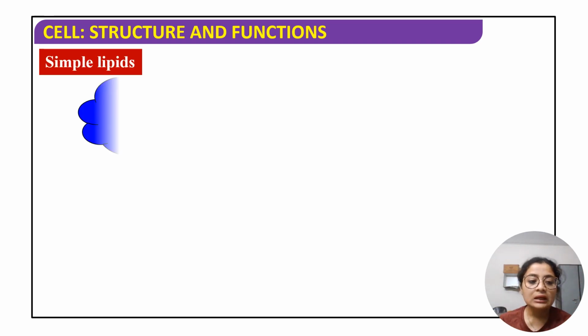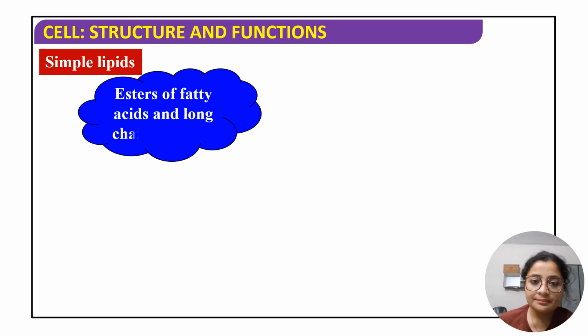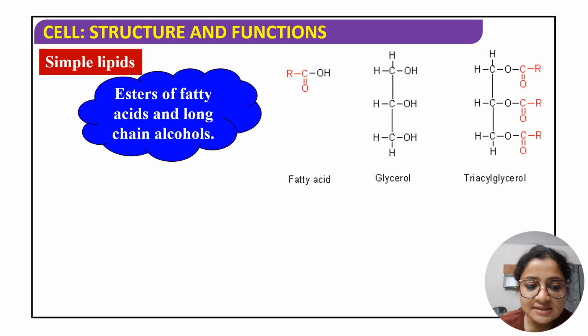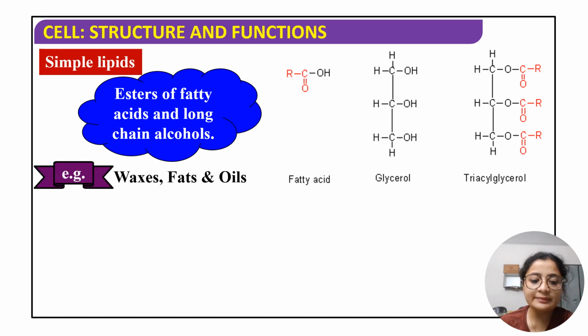ओके, now talking about simple lipids, so they will be the esters of fatty acids and long chain alcohols. Okay, so basically they will be the compound lipids. Esters of fatty acids and long chain alcohol मतलब वो compound lipid हो गया है, ठीक है. Example में क्या क्या आएगा, wax, fats and oils.